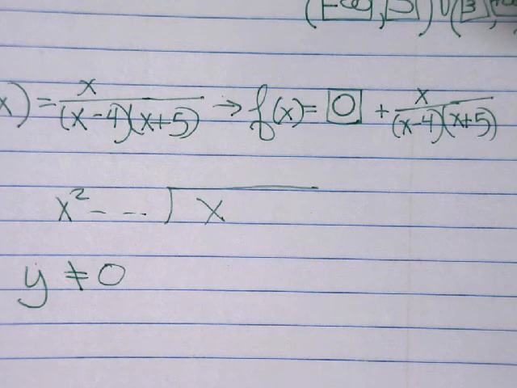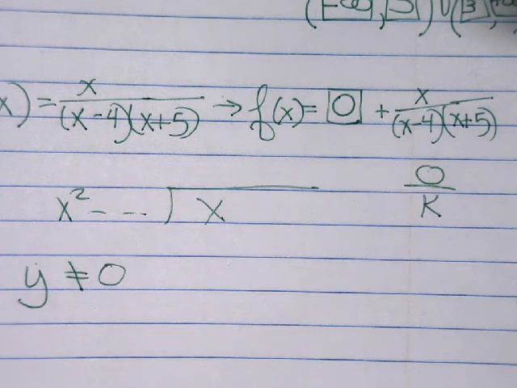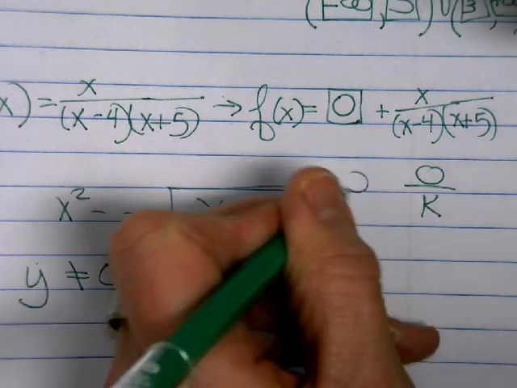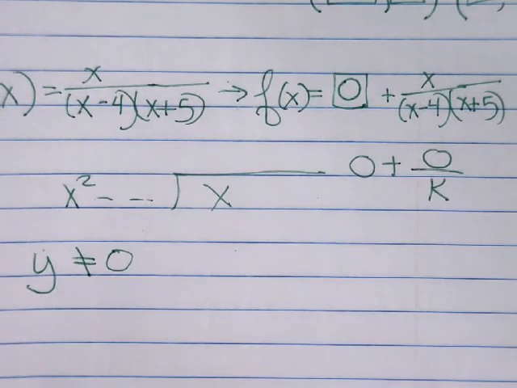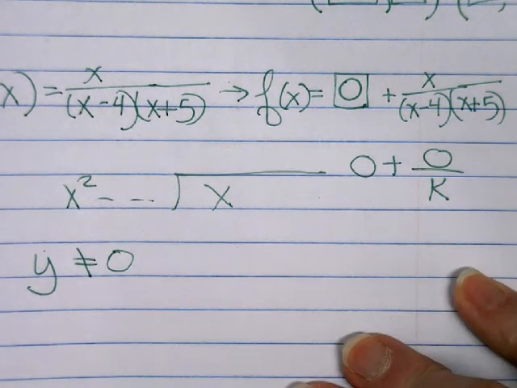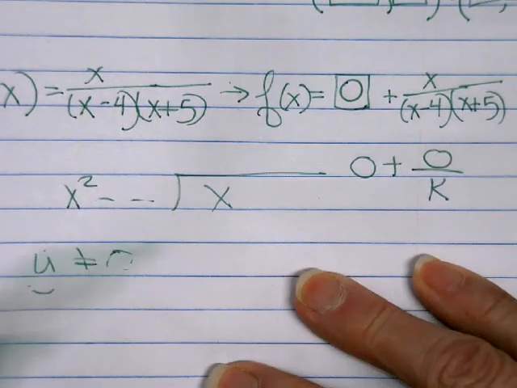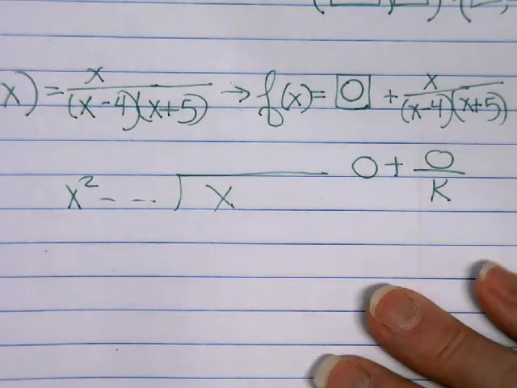If I put a 0 in here, I get 0 divided by negative 20. Is that allowed? Can I take 0 divided by negative 20? Can I do that? Is that okay? So if I have 0 plus 0, then y can equal 0. So if y can equal 0, y can equal anything.